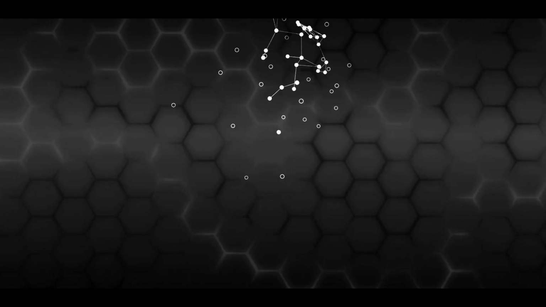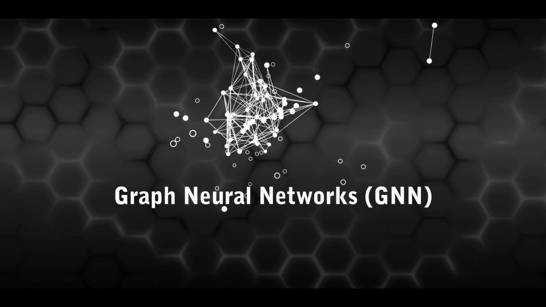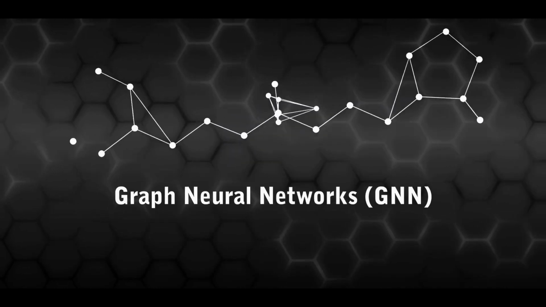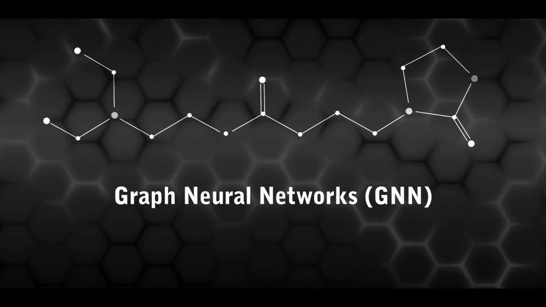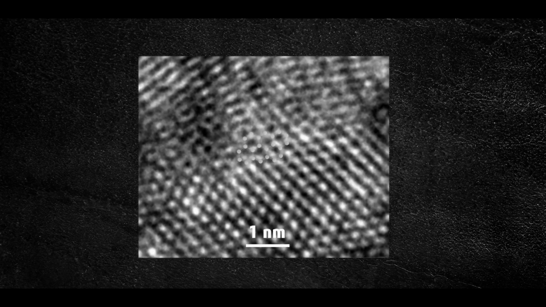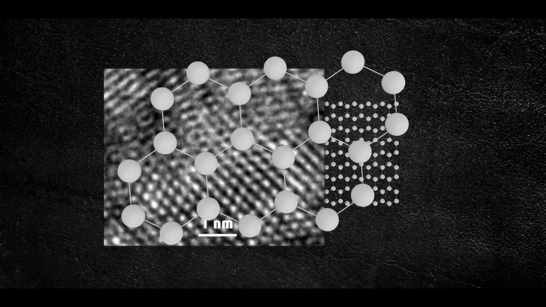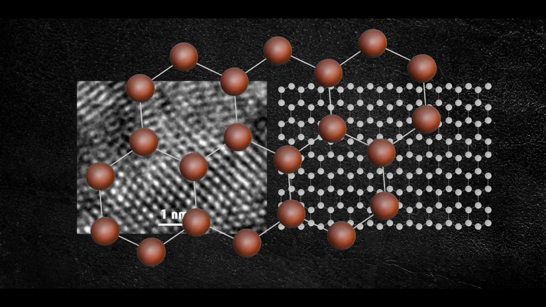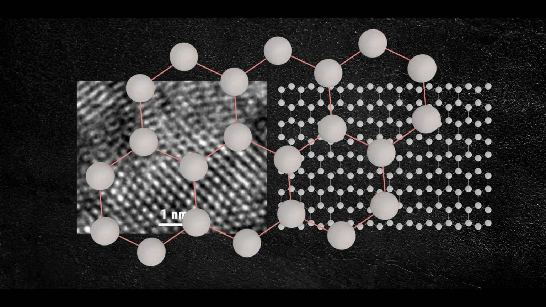For this, we employ graph neural networks, or GNNs. Unlike CNNs, GNNs are designed to process graph-structured data. First, we represent the microscopic images of graphene as graphs. In these graphs, nodes represent the carbon atoms. Edges represent the bonds between the atoms.